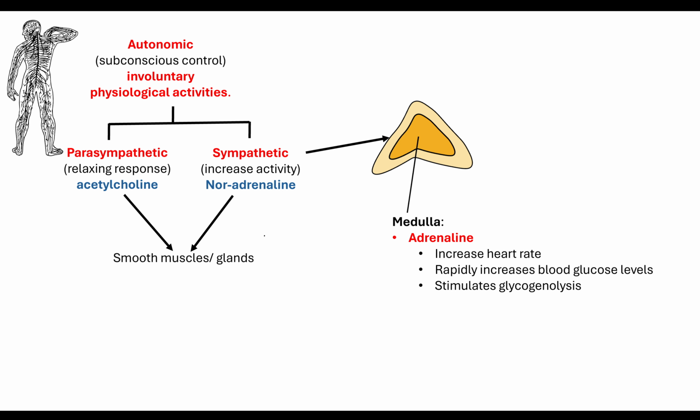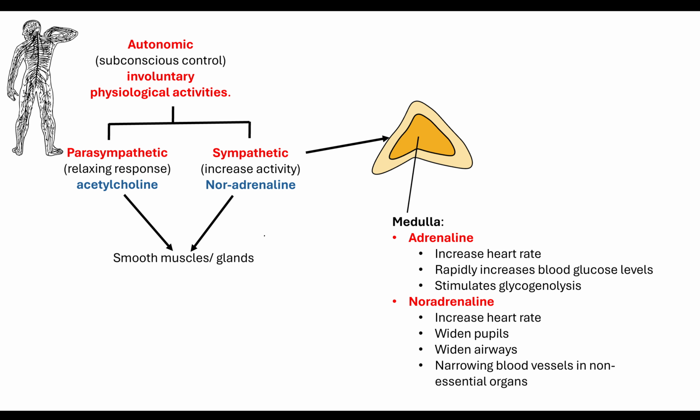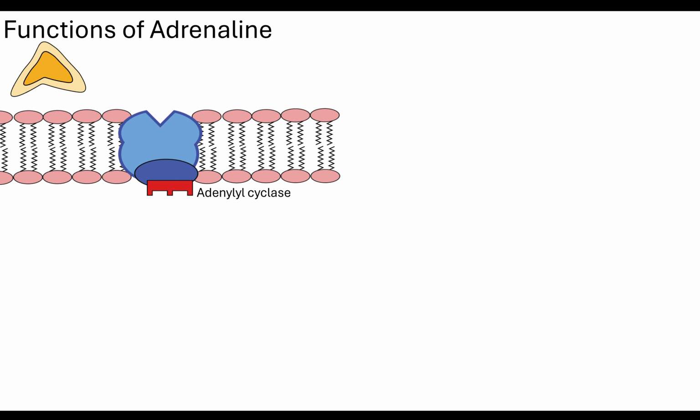Not only does the medulla release adrenaline, it also releases noradrenaline. Now, noradrenaline the neurotransmitter, and noradrenaline that is released from the medulla are the same molecules. It's just about where they're coming from. So the sympathetic nervous system uses the neurotransmitter noradrenaline. When we're talking about it from the adrenal gland, we're talking about it as a hormone, noradrenaline. So again, it's going to increase the heart rate, widen the pupils, widen the airways, narrow the blood vessels in the non-essential organs.